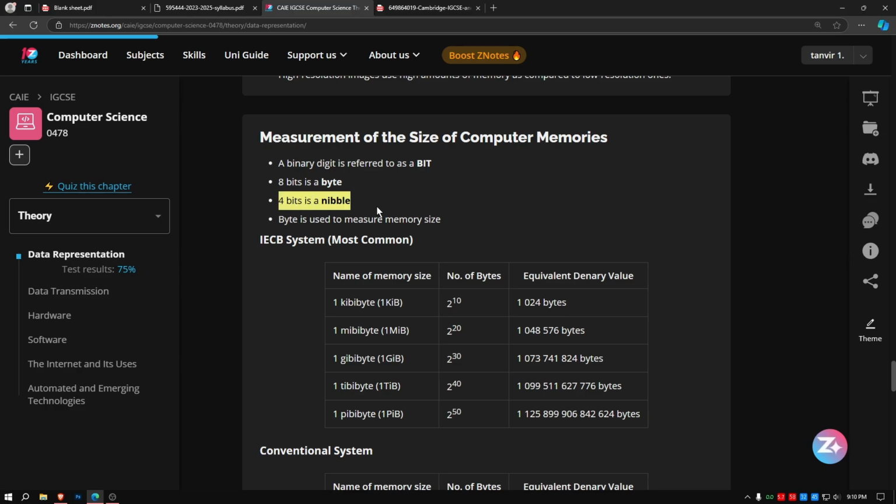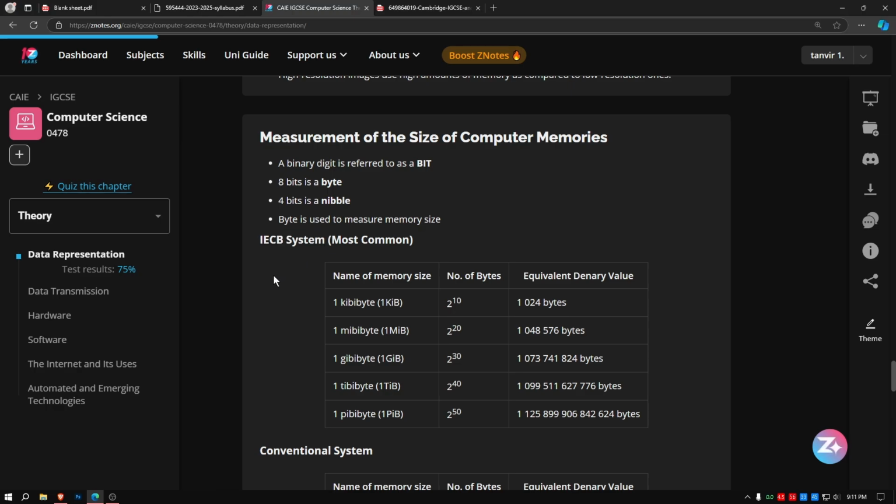And then a nibble. 4 bits is a nibble. The nibble is generally not used that much, but it does come in question papers. What is a nibble? So yeah, it is half a byte, or 8 bits, or sorry, 4 bits. So byte is used to measure memory size. Memory being system memory or RAM, or even storage memory, like hard drives and SSDs.